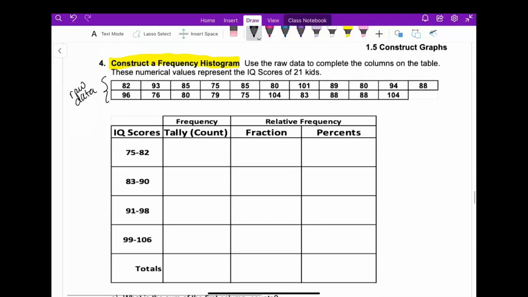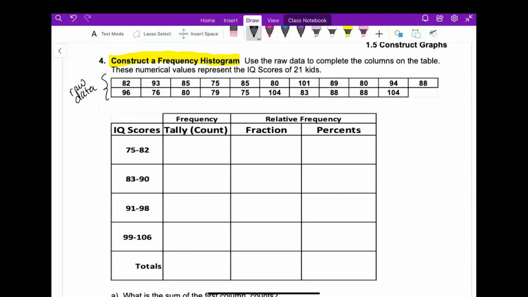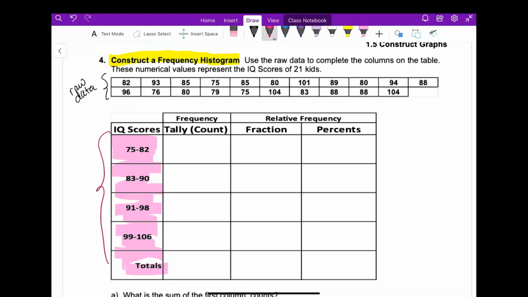Let's go ahead and complete a table. You've seen this table before, and it's going to help us organize our data before we launch into the actual histogram. So take this table as an organizational tool. This whole thing is called a bin, also called a class. This can have several names depending on the book, depending on your instructor. We can call them different things.